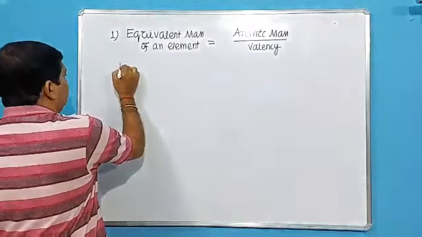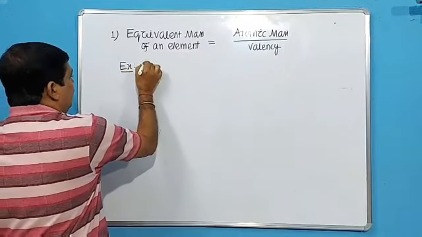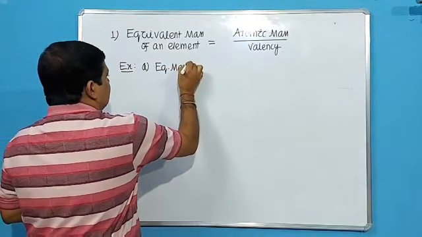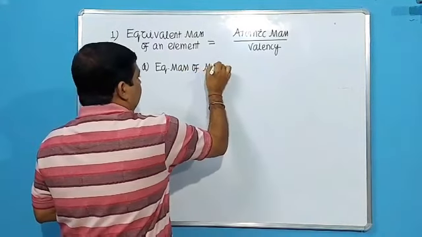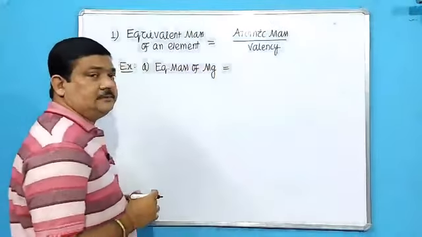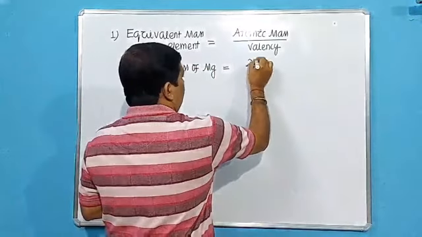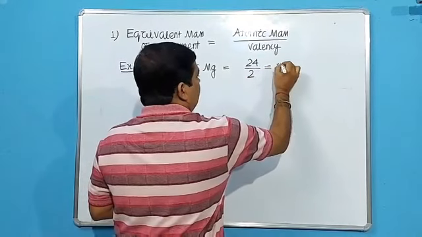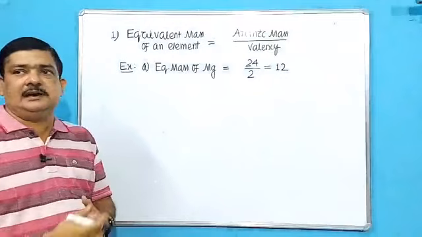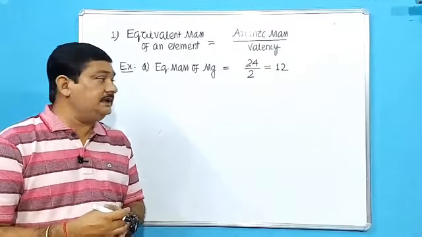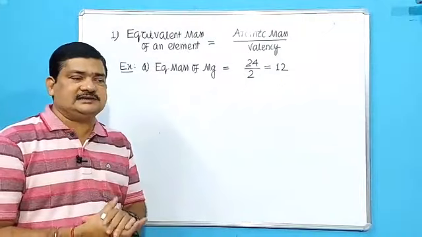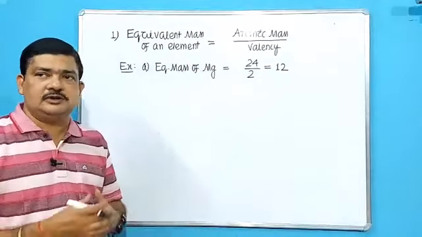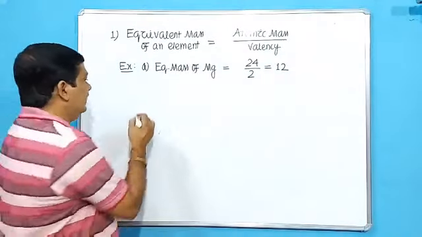If you are able to remember the valency of various elements, you can find out the equivalent mass directly. For example, the equivalent mass of magnesium. What is the atomic mass of magnesium? 24. What is the valency of magnesium? 2. So it will be 12. Earlier, by the indirect method, we calculated last class that the equivalent mass of magnesium is 12, but directly you can use the formula.